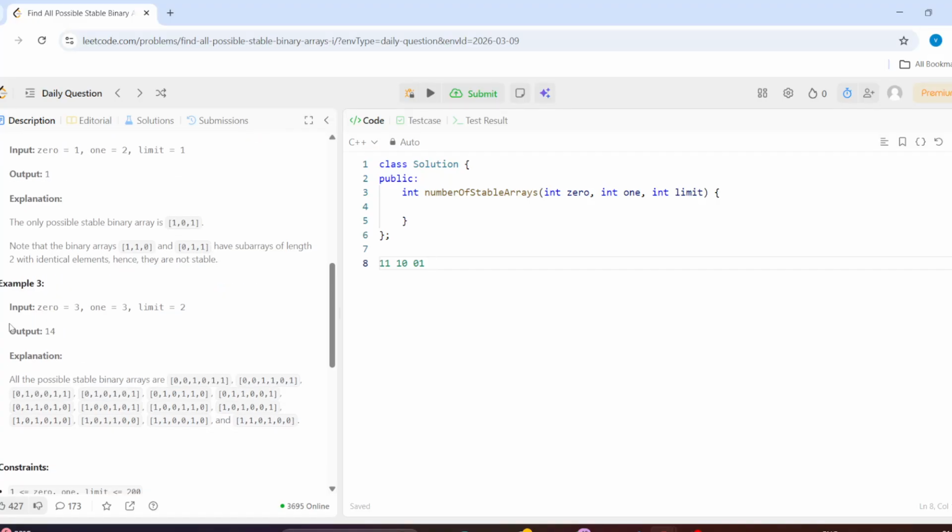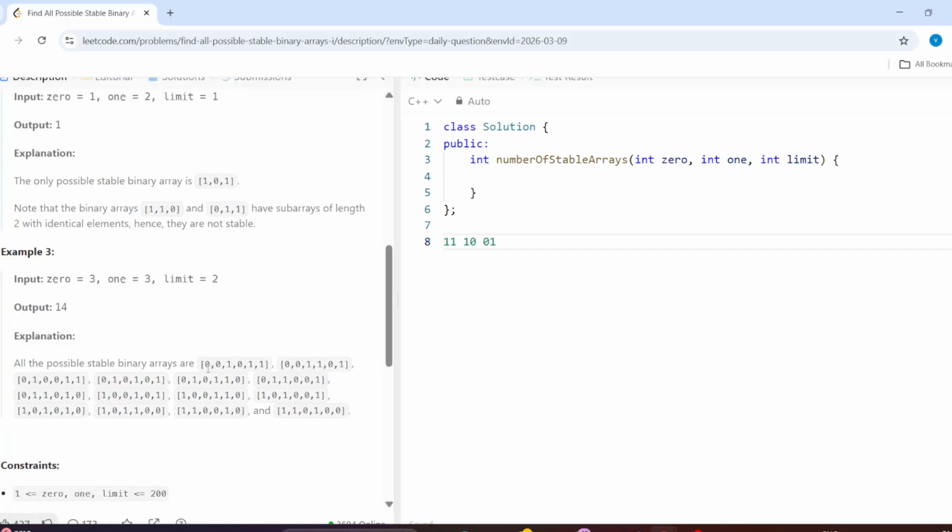So in example 3, we are given zero equal to 3 times, like 0 can appear 3 times, and 1 can appear 3 times in an array, and the limit is 2. In the first subarray we see that 0 is occurring 2 times, which is not greater than the limit. Sorry, if we take a subarray of size limit plus 1, greater than limit, then here 0 cannot occur continuously more than the limit times. For better clarification, let limit equal 2. I will be taking limit equal to 2 here.